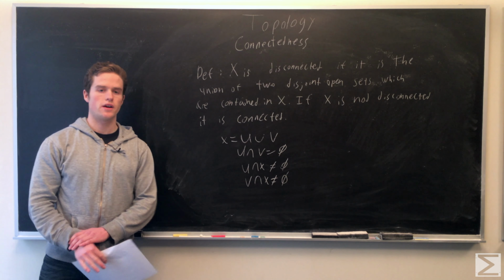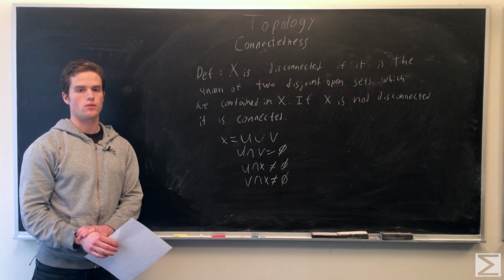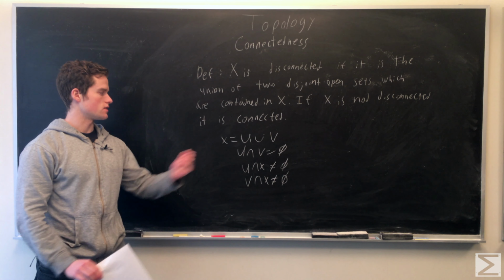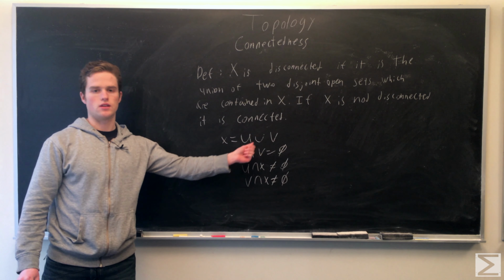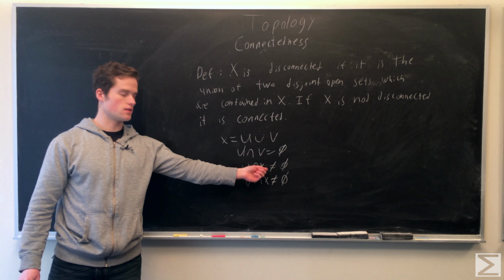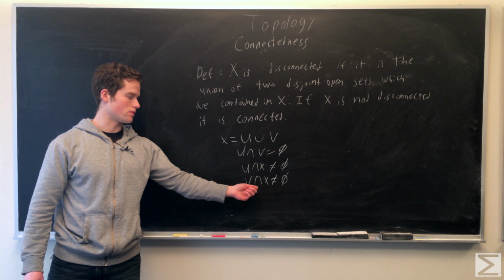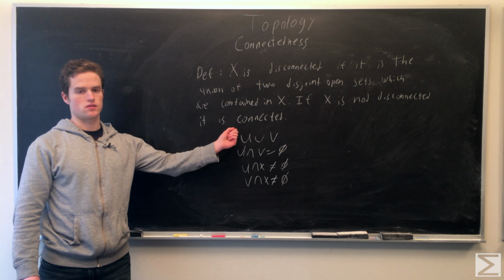So we can define a space X to be disconnected if it is a union of two disjoint open sets contained in X. So this is essentially X equals U union V, where U and V are open sets, the intersection of U and V is null, and the intersections of X with U and of X with V are not null: there are some points of X in U, and there are some points of X in V. And if X is not disconnected, then it is connected.